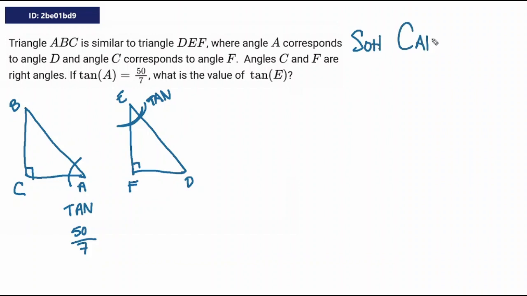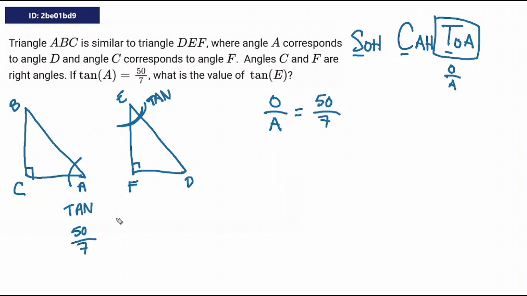In SOH CAH TOA, I always just write it down on every trig problem. Sine, cosine, tangent. Which one do we want? We want tangent, so we want TOA. TOA is opposite over adjacent. So the opposite over adjacent for angle A is 50/7.